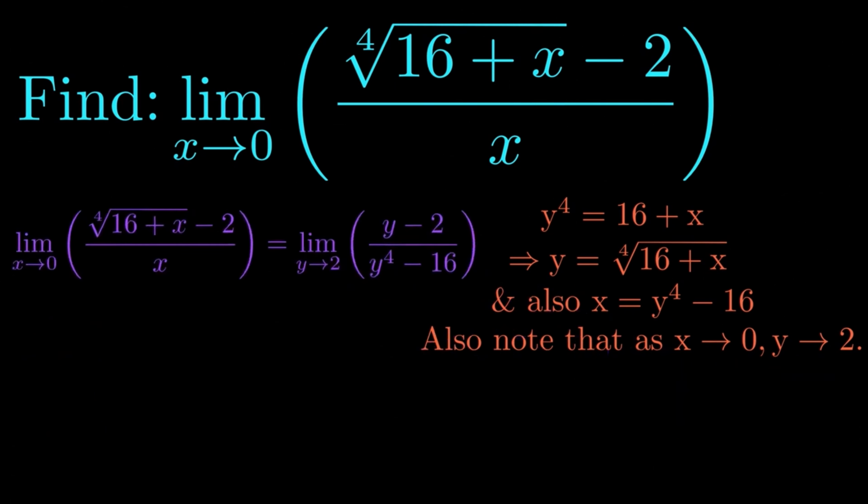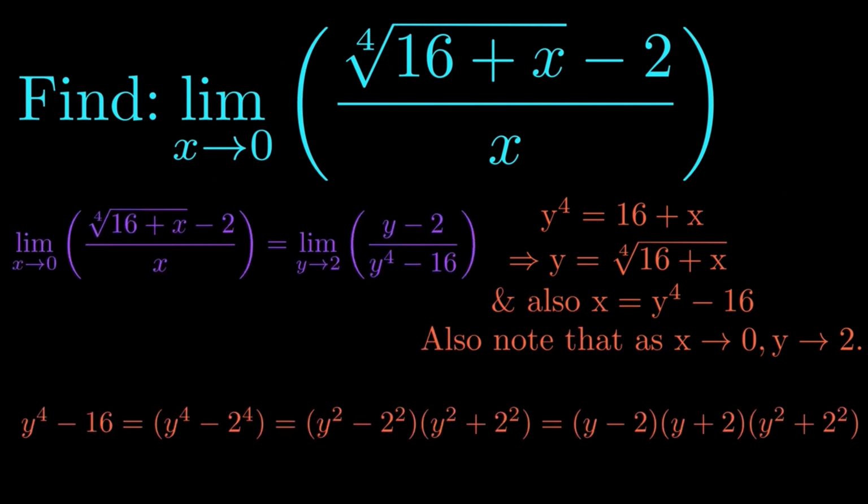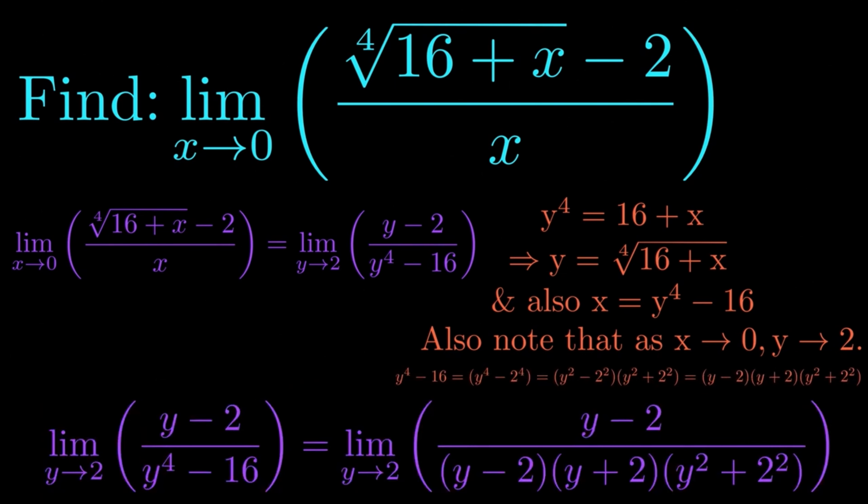Now if we rewrite the denominator as y to the fourth power minus 2 to the fourth power, it's pretty easy to see that we can factor it as y squared minus 2 squared multiplied by y squared plus 2 squared. And then we can actually rewrite this part here as y minus 2 multiplied by y plus 2. So we can rewrite the limit as y approaches 2 of y minus 2 divided by y minus 2 multiplied by y plus 2 multiplied by y squared plus 2 squared.